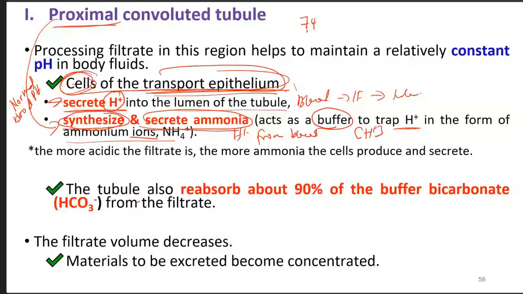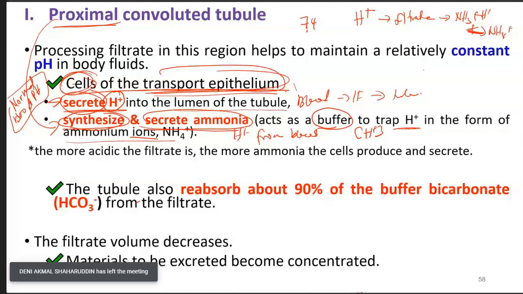So this hydrogen ion in the tubule, in the filtrate, hydrogen ion from blood enters into the filtrate. It binds with ammonia, NH3. So NH3 plus H+ becomes ammonium ion. So this is to make sure your blood pH is maintained at the normal set point. One of the mechanisms to maintain the normal blood pH.